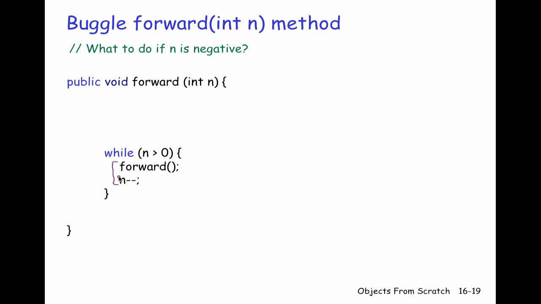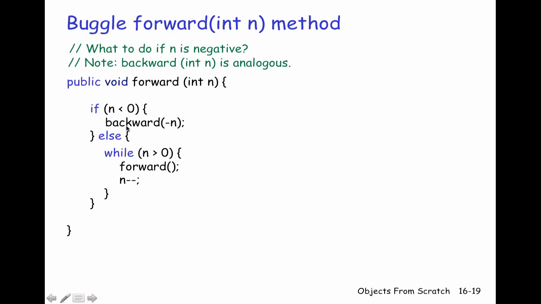So we need a special case to handle this, and we can do that by having a test. If n is less than 0, then we want to go backward -n. For instance, if I've asked to go forward -3, what I really want to do is go backward by 3. Well, this assumes that we have a version of backward that is defined. We saw before how to define the 0 argument version of backward, and we could define the 1 argument version of backward in the same way that we've defined forward here, simply by swapping the names forward and backward. So that would be pretty easy to do. So that concludes our discussion of Buggle instance methods.